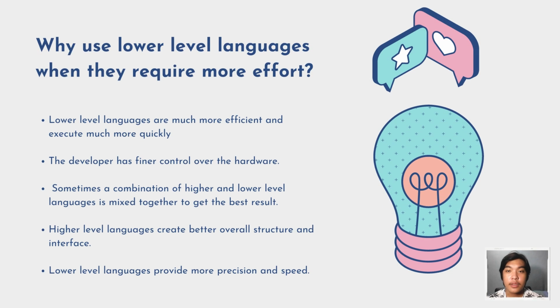We continue to use lower level languages even though they require additional effort because we want to maintain control and efficiency. Lower level languages are much more efficient and execute much more quickly. Secondly, the developer has finer control over the hardware. Sometimes a combination of higher and lower level languages is mixed together to get the best result. This is because higher level languages create better overall structure and interfaces, while lower level languages provide more precision and speed.